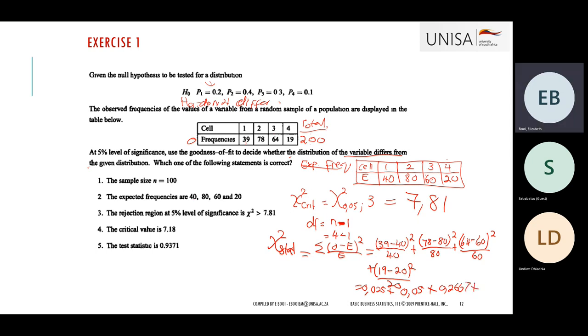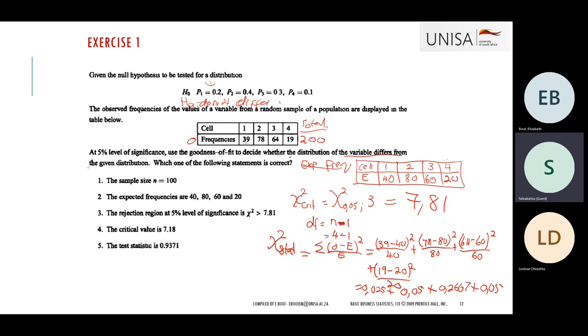plus the last one was 19 minus 20 squared, divide by 20. It's 0.05. And you just add all of them. 0.025 plus 0.05 plus 0.2667 plus 0.05 equals, the answer is, what did you get?